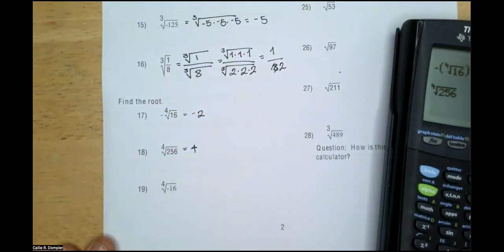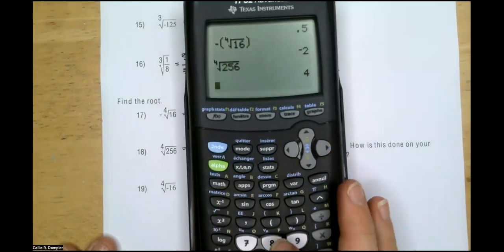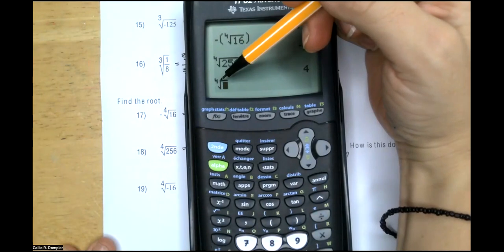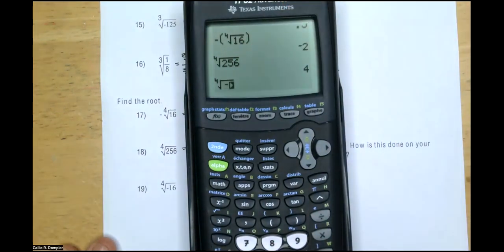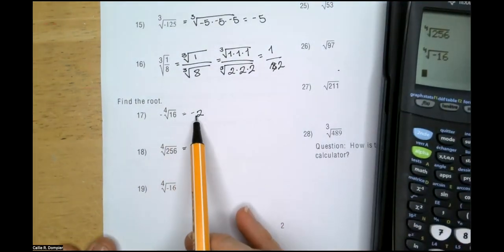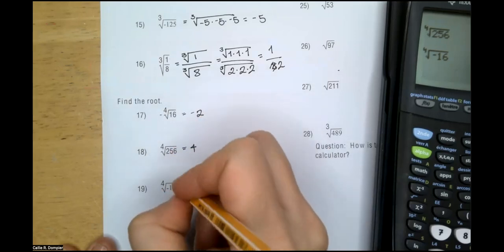The 4th root of negative 16. If we put this into our calculator, we're going to get an error. Why? Because it's an even index with a negative radicand. Non-real answer. All right, so it's okay if the negative is outside, we just carry the negative. If it's inside, it's a non-real answer.